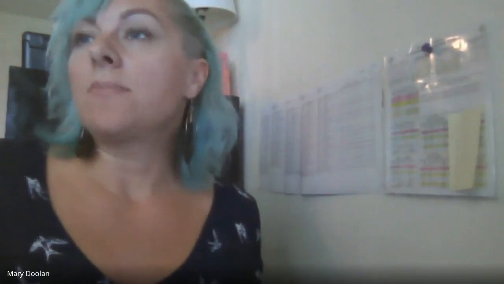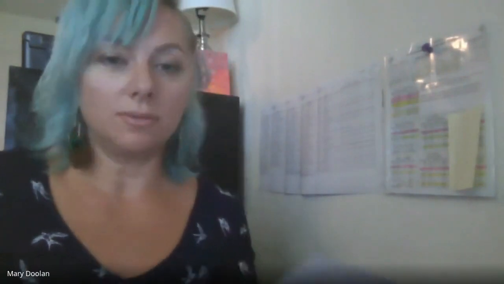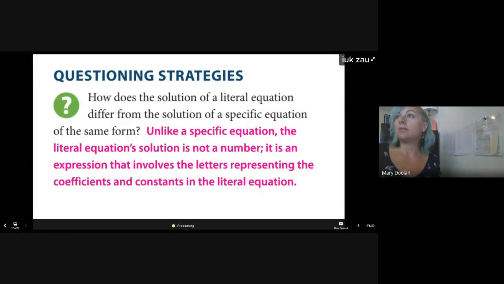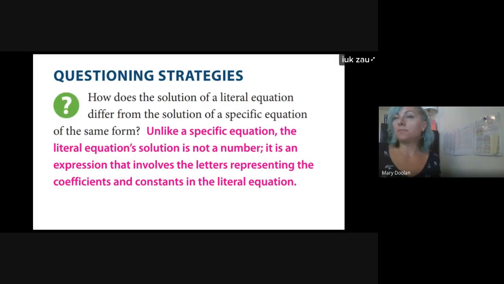And you come back to the Pear Deck presentation. Okay, this is the last slide of our lesson. You can either come back to the Pear Deck presentation, or it is presented in our Google Meet right now as well. So how does the solution of a literal equation differ from the solution of a specific equation of the same form? Unlike a specific equation, the literal equation solution is not a number.